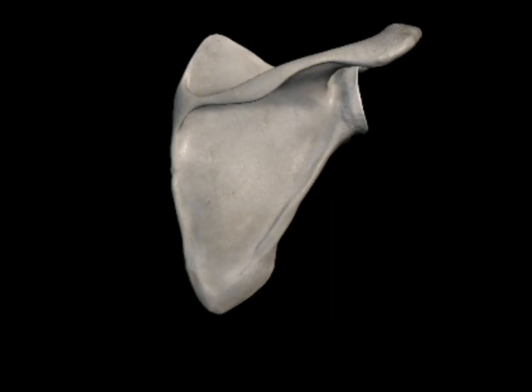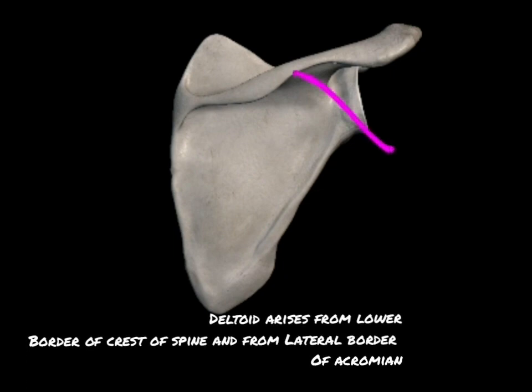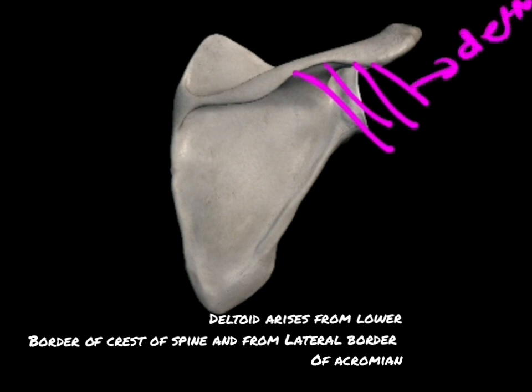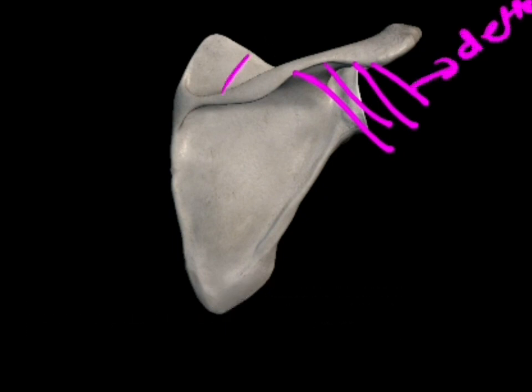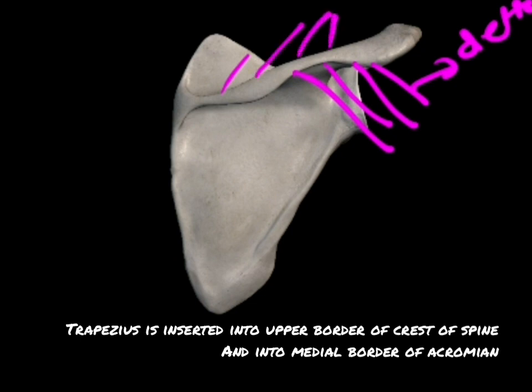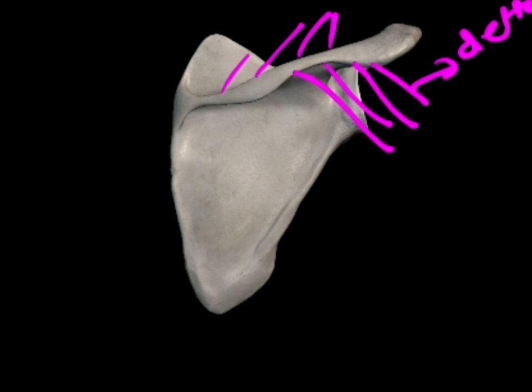The remaining one is where the deltoid originates and where the trapezius is inserted. Now you can see that the deltoid arises from the lower border of the crest of the spine and from the lateral border of the acromion process. Where the trapezius is inserted: in the upper border of the crest of the spine and into the medial border of the acromion process. Okay, so with this we have completed many things.